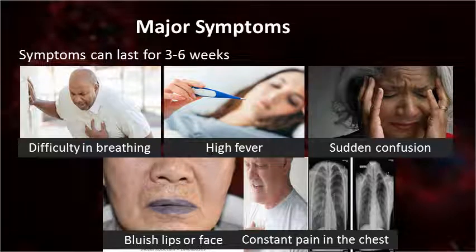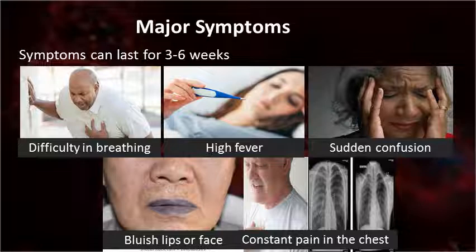Major symptoms of COVID-19. An individual infected with COVID-19 can experience mild symptoms like dry cough and fever. If the disease becomes more severe, the person will start to experience major symptoms. On average, it takes about 2 to 14 days for the symptoms to show after coming into contact with coronavirus.